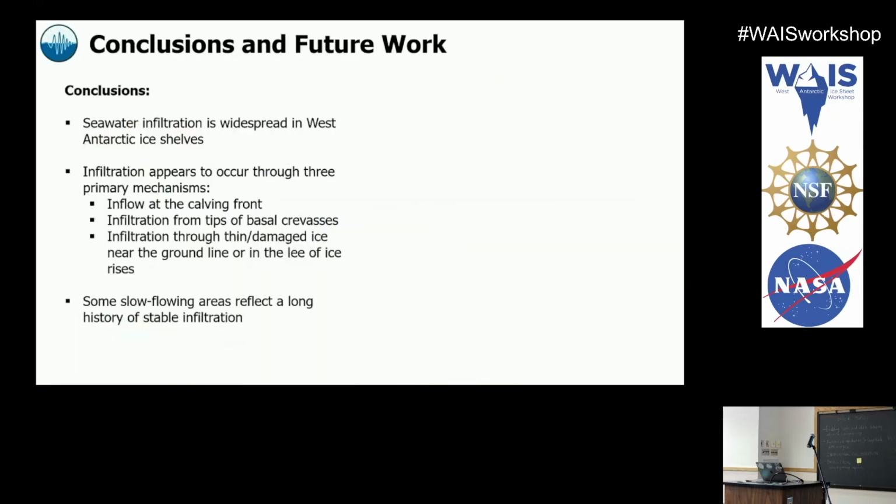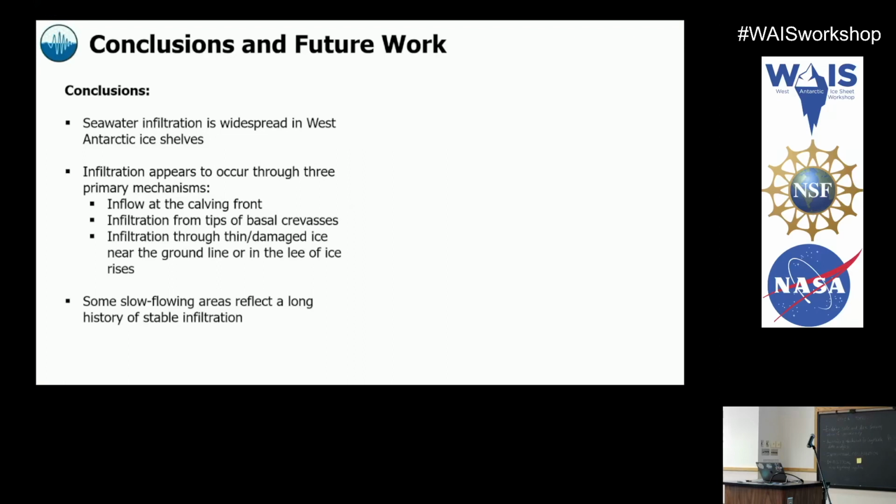Just to wrap up what we've seen here, we've used airborne ice-penetrating radar to show that seawater infiltration is pretty widespread in West Antarctic ice shelves. Most of the infiltration we're seeing seems to occur either through inflow at the calving front, infiltration from the tips of deep basal crevasses, or infiltration through thin or damaged ice near grounding lines or in the lee of ice rises. This tends to suggest that most seawater infiltration is happening in regions that are in some way already vulnerable to fracture, which would encourage us to think more about the relationships that may exist between brine layer formation, ice rheology, and hydrofracture.